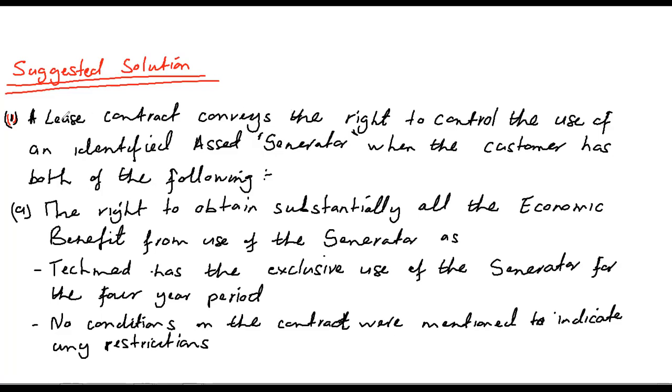Okay. So it says, a lease contract conveys the right to control the use of an identified asset, which I say is the generator, because here we entered into a contract for the generator, when the customer has the following. So the customer in this situation, remember, is TechMade Limited.